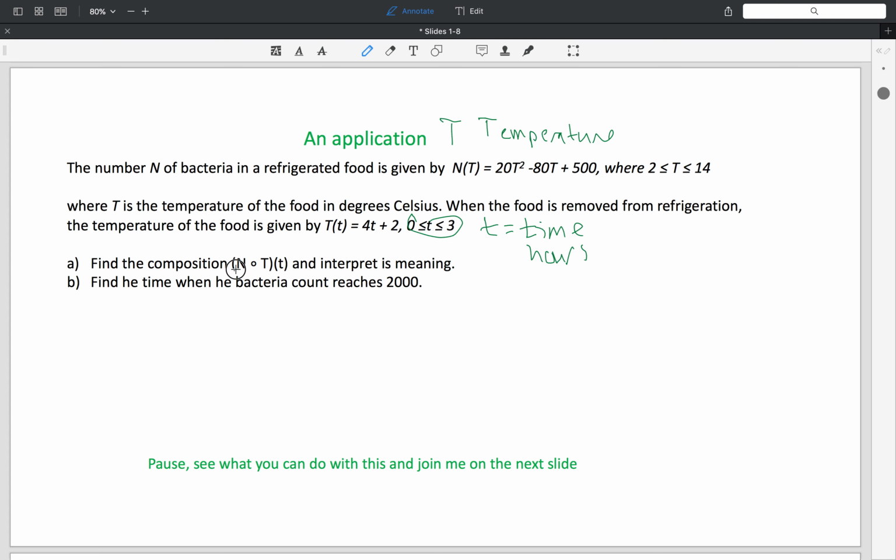Okay. So we want to find the composition and interpret its meaning, and then we want to find the time when the bacteria count reaches 2,000. So the idea is that food spoils. This is when it's in the refrigerator. You take it out of the refrigerator. There's already something present in there, some bacteria, just a little bit, and then it's going to accelerate when it gets into the air because it's happier. Okay, so again, find the composition of this composed with this, and then find the time with the bacteria count. So pause, work on it, and check out the next slide when you're done.